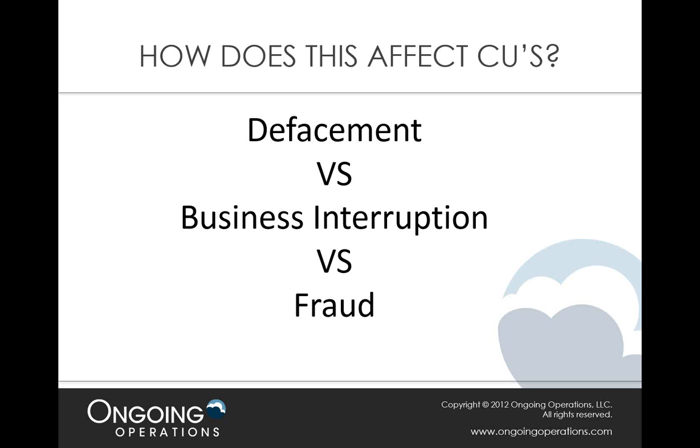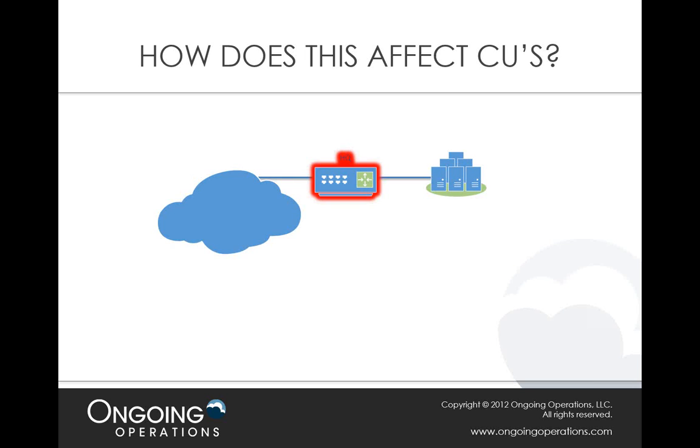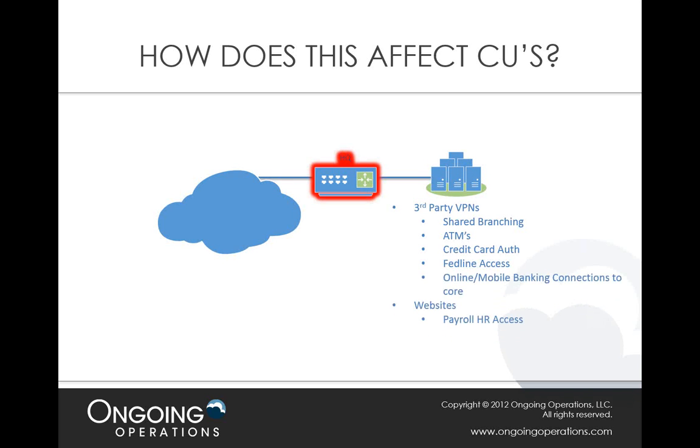We've heard of cases where these DDoS attacks are a mask for them to try and force some other type of fraud through a weakness in your network. The business interruption is an important thing to think about, because with today's reliance on your internet connection, there are a lot more components of your credit union that rely on that. An interruption to your internet connection could mean an interruption to third-party VPNs, which could affect your shared branching, your ATMs, your credit card authorization process, access to the Fed line, online and mobile banking connections or other connections to your core, your websites that you run internally, your corporate site, your online banking site, but additionally access to other outside websites like your payroll or HR access.